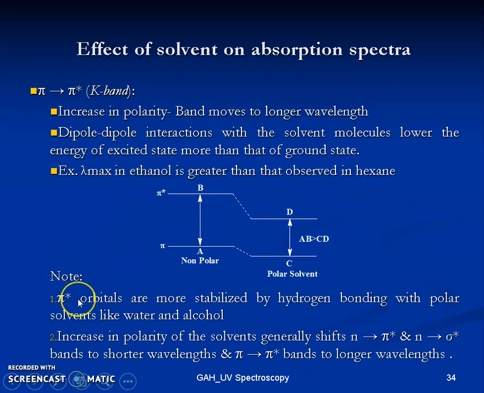However, we need to note a very important thing, that pi star orbitals are more stabilized by hydrogen bonding with polar solvents like water and alcohol, and increase in polarity of the solvent generally shifts the n to pi star and n to sigma star bands towards the shorter wavelengths, whereas the pi to pi star transitions are shifted to the longer wavelength region.